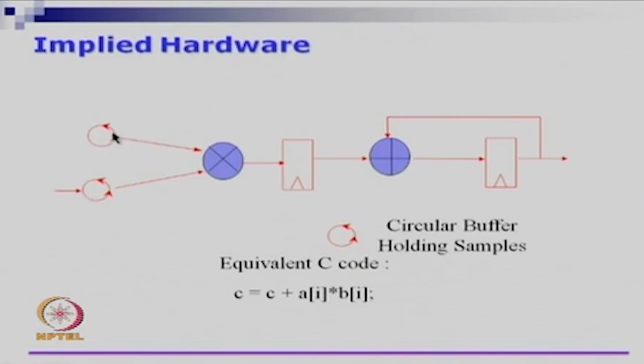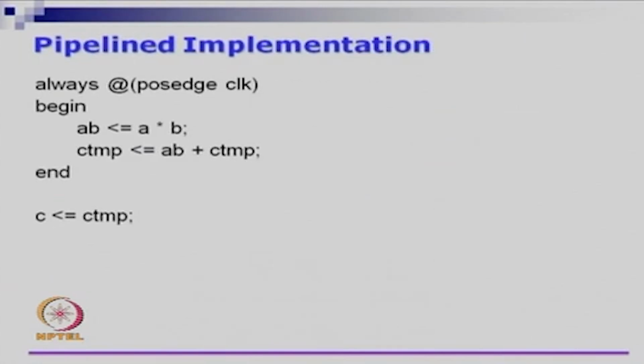You take one at a time from here and here, multiply them, put the result here, and take the previous value of C temp, add it to the AB, that will give you the next value of C temp. Once you do that, this buffer rotates by one step, this rotates by one step, that gives you a new input along with a new coefficient. If you keep doing this, this is equivalent to doing C equals C plus A of I into B of I. So a pipeline implementation is as simple as that.